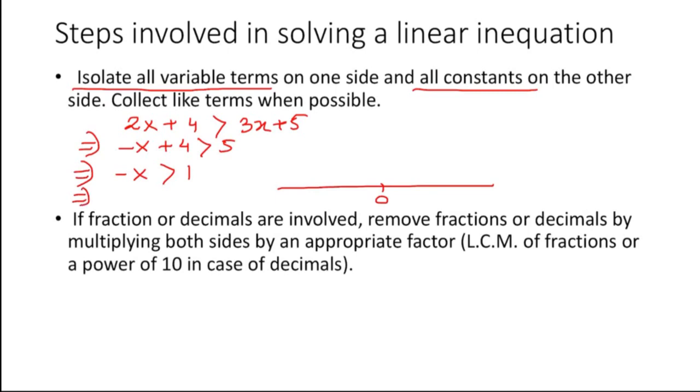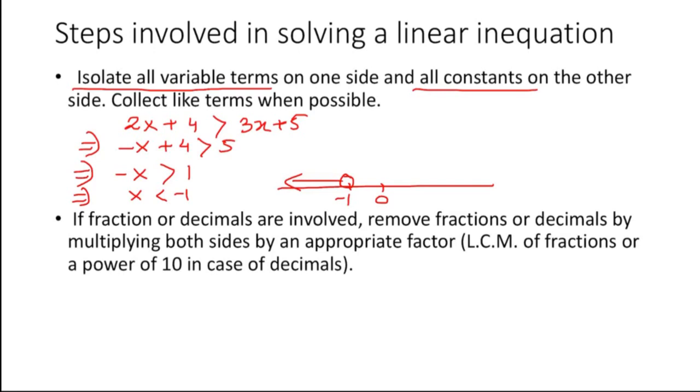It would need a little bit of further simplification. So we have to divide by negative 1, and that would be x less than negative 1. So we can represent it as minus 1 with an open circle and the inequality to the left on the number line. Now let's come to the second rule.